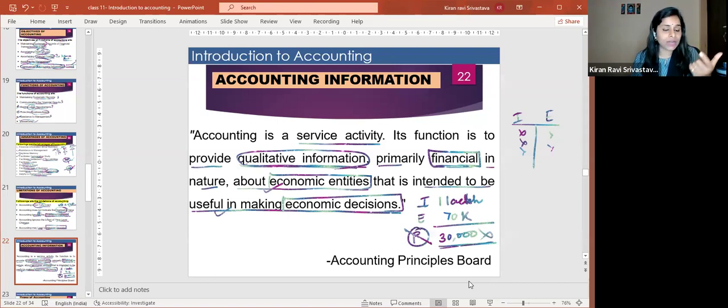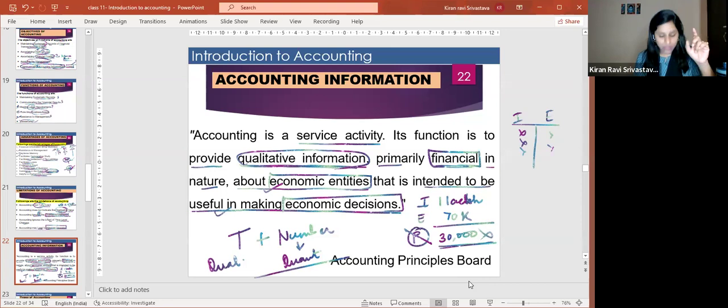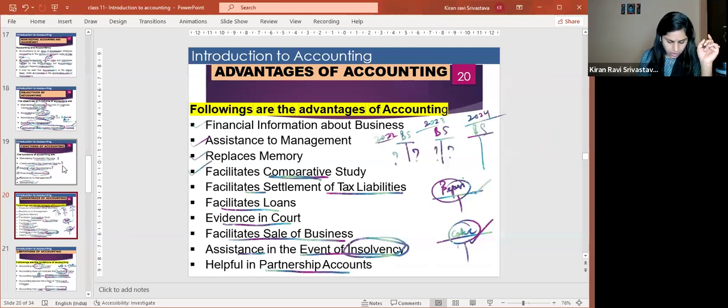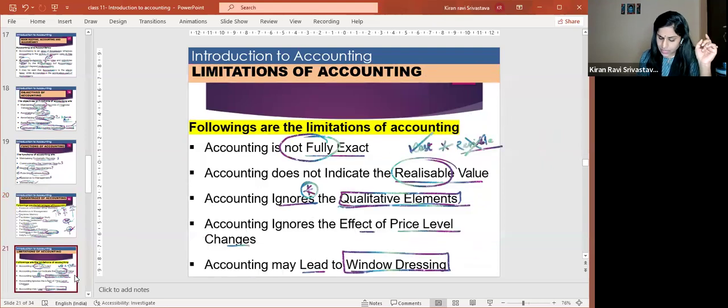So the explanation part, the theory part of accounting, is the qualitative information. Accounting is both theory as well as numbers. This theory is referred to as qualitative and the numbers are referred to as quantitative. So accounting is both qualitative and quantitative. But this qualitative is different. It ignores qualitative elements.